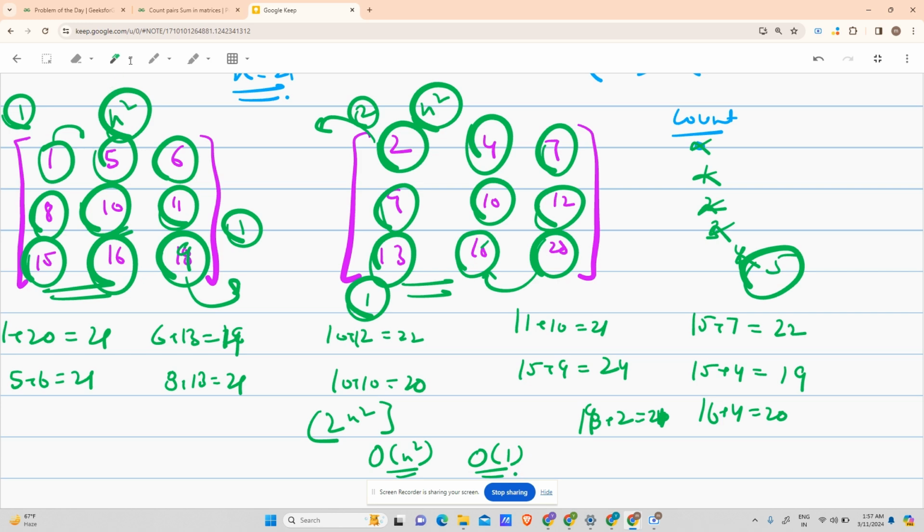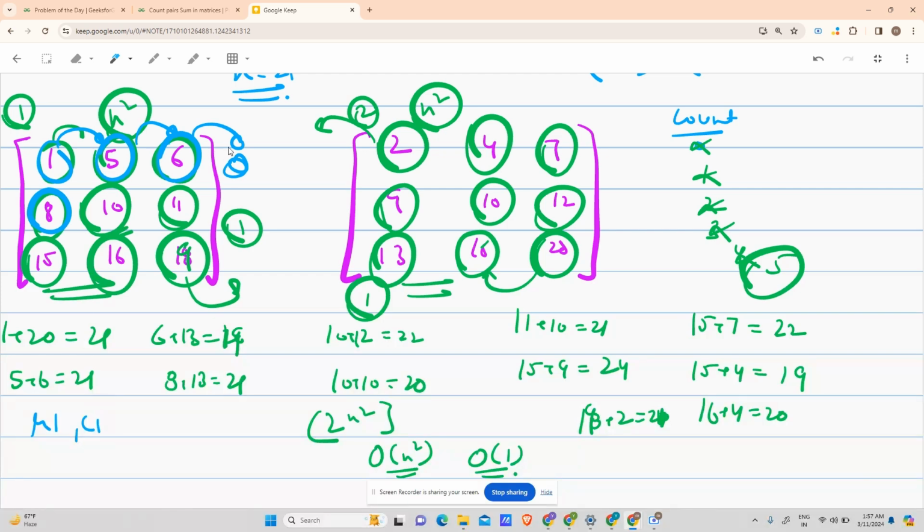Now, for those of you who are not understanding how we will move from here to here, from this position to this position, what I will do is, for matrix one, keep the pointers as R1 and C1 for row and column.